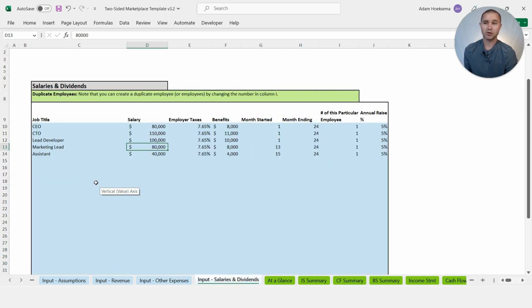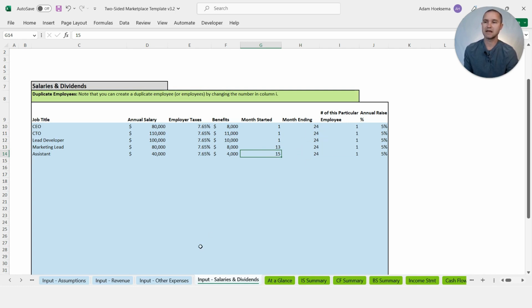So we took a similar approach on the salaries and dividend side. So what you'll notice is we said, okay, here's the 5 positions we're going to have to start with, let's say, and here's their annual salaries. Just to be clear, we'll say annual salary, and we've got benefits and the month that they're starting. So we've got these 3 positions starting in month 1, a marketing lead in month 13, and an assistant in month 15. And then you'll see that I have them ending in month 24.